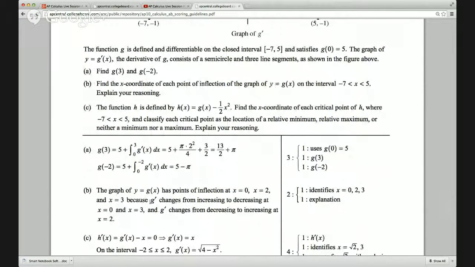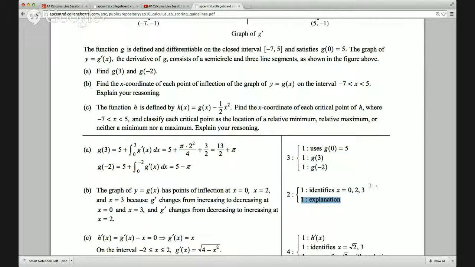And that's the exact explanation they give. The graph has inflection points at 0, 2, and 3 because g prime changes from increasing to decreasing at 0 and 3, and from decreasing to increasing at x equals 2. Okay? 1 point for identifying the right values and 1 point for the explanation.